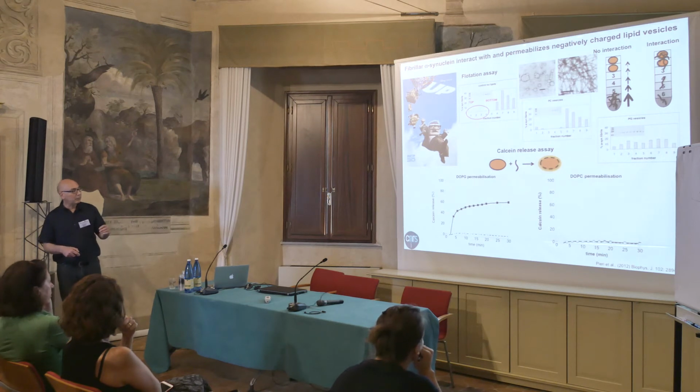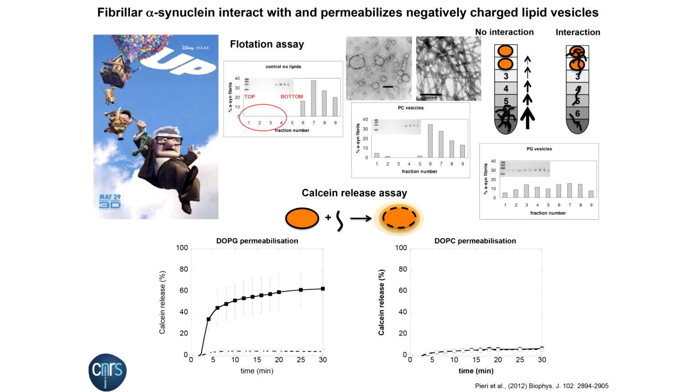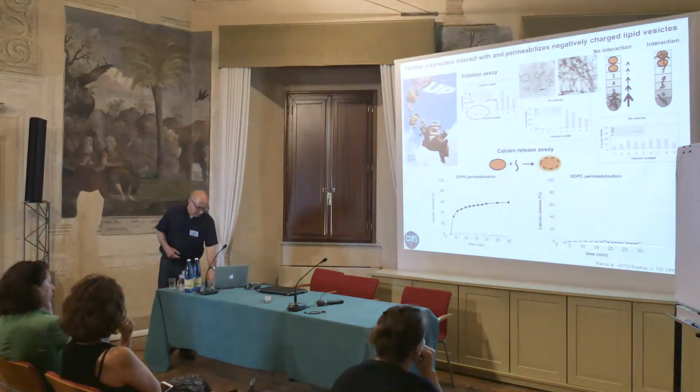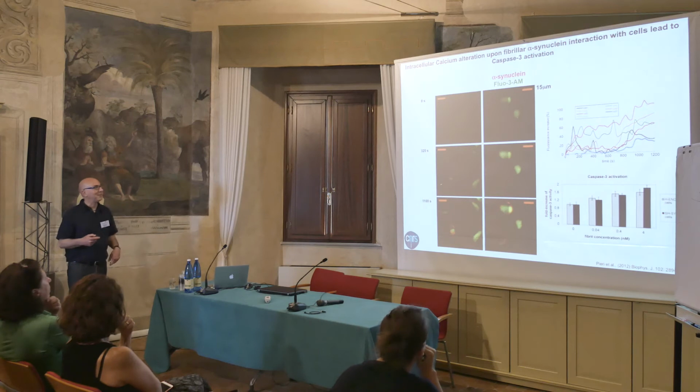And sure enough, you can see here that when the fibrils are interacting with PG vesicles, you have permeabilization, while with PC vesicles, where there is no interaction, there is no permeabilization. So let's now move to cells, other vesicles in my eyes.